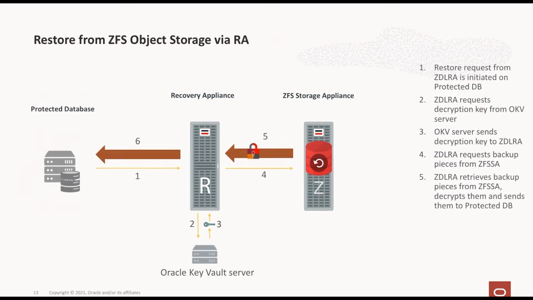In case of restore, again, as it happens from the cloud, the protected database can initiate a restore connecting to the recovery appliance. Where these backup pieces are, it's totally transparent to the protected database. The recovery appliance will manage that. If the backup pieces needed are not locally stored on the recovery appliance, it will get the decryption key from the Oracle Key Vault server, get the pieces it needs from the ZFS storage appliance, decrypt them, and send them back to the protected database in a totally transparent way.